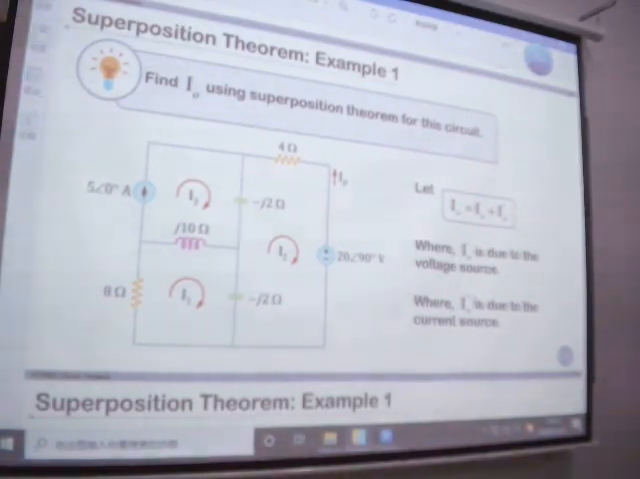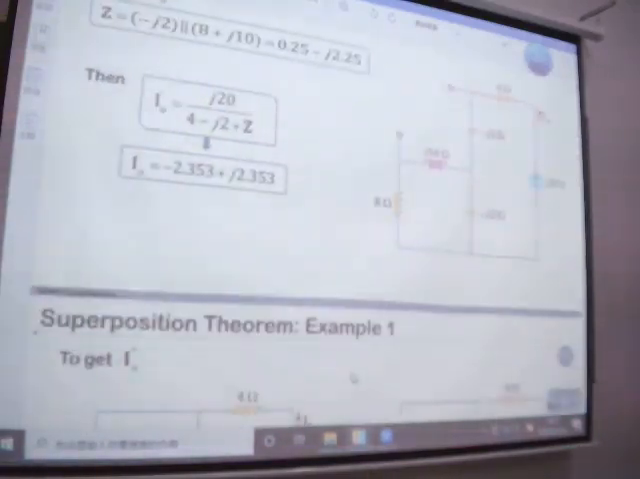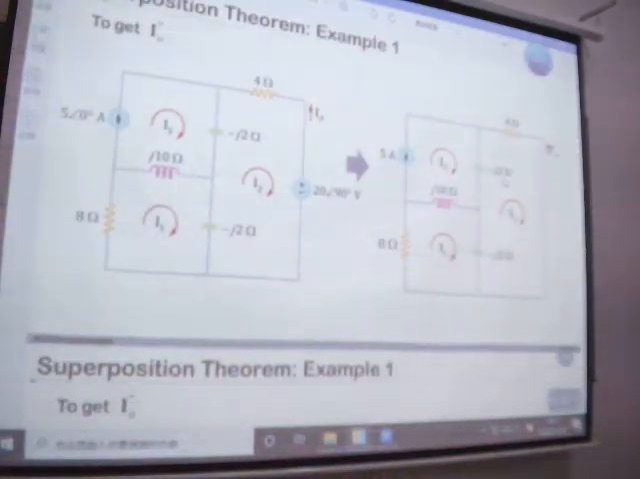I0 double prime is due to the current source, so we need to disable the voltage source. To disable a voltage source, we set it to 0. If V equals 0, this branch is short-circuited. Clear? Then we can draw two figures: one with the voltage source working alone, and one with the current source working alone, and we can get our I0 double prime.